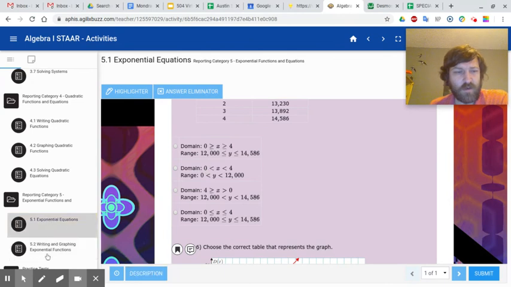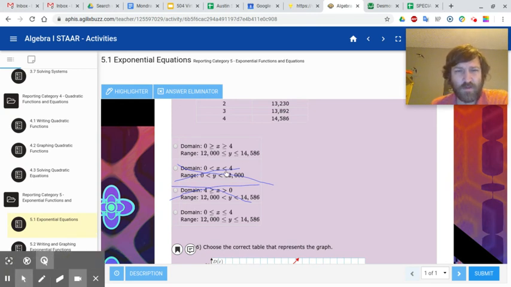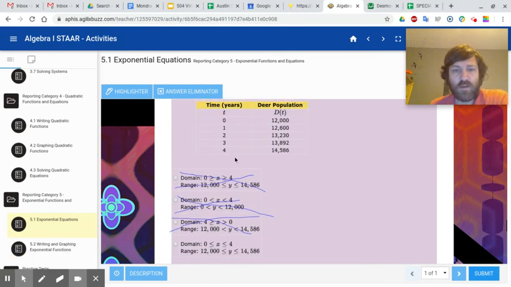So it's only going to be possible for it to be answer choice A and answer choice D, because the problem with this one is that it doesn't include 0 and 4. These symbols don't have the equal sign. And actually, this one is wrong because it says 0 is greater than x is greater than 4, and that is not pointing the right direction. So we can go ahead and eliminate that one as well. So let's talk about why this last answer choice is the right answer. It shows the domain going from 0 to 4, including those numbers, and it shows the range going from 12,000 to 14,586, including those numbers.